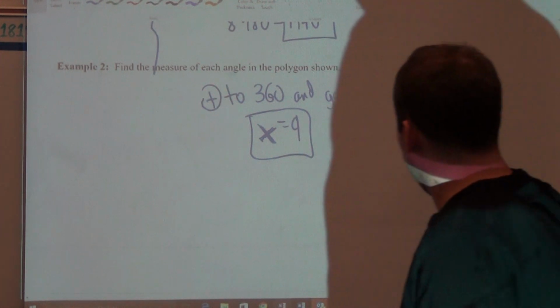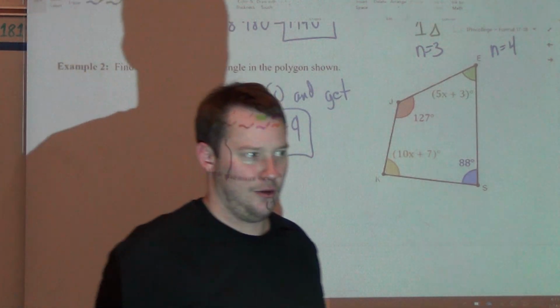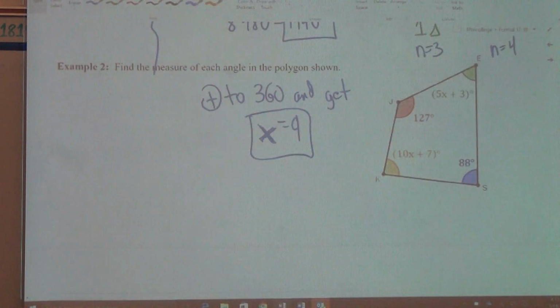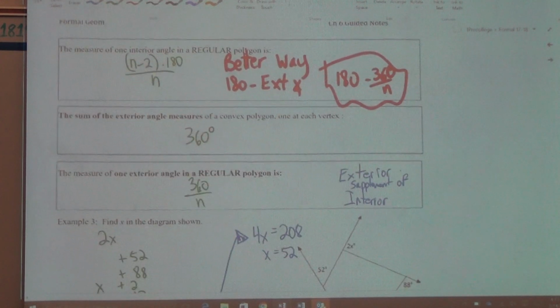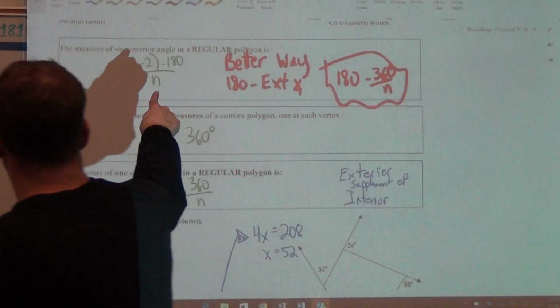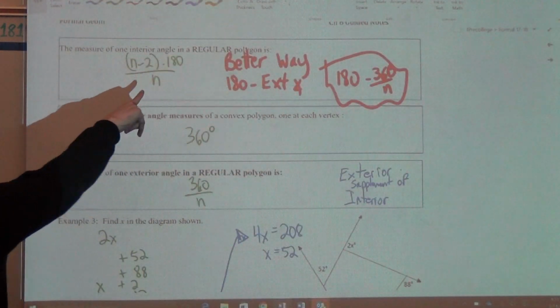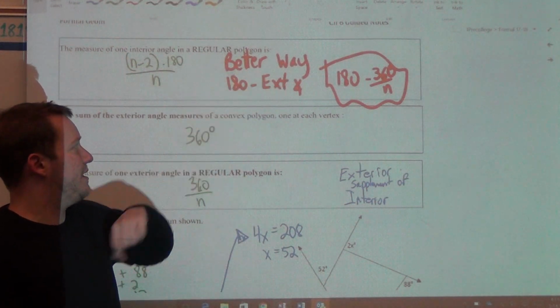Since we have a quadrilateral here, these are going to add up to 360, and you would get that x equals 9. You might want to confirm that. To get one interior angle, you can do the number of triangles times 180 over the number of sides. I prefer a better way, which is to do 180 minus the exterior angle.